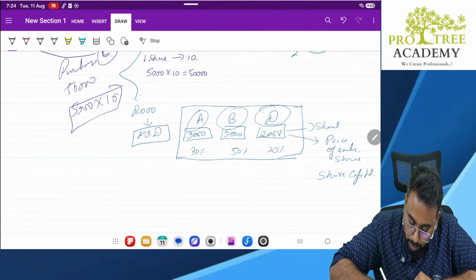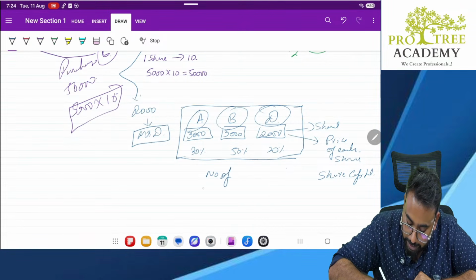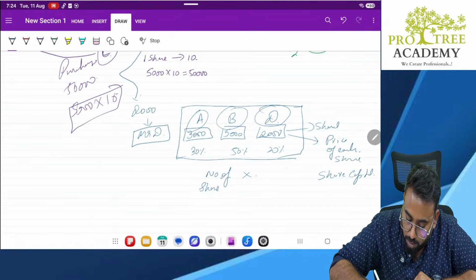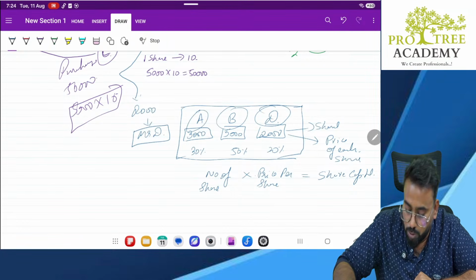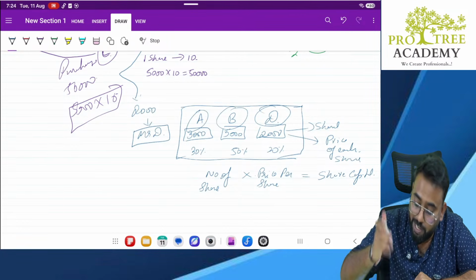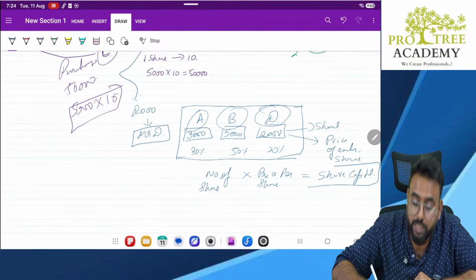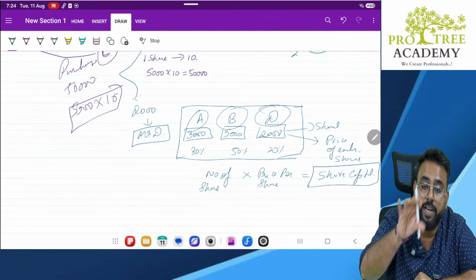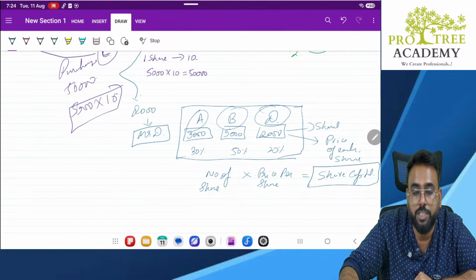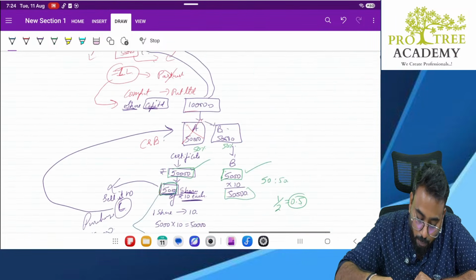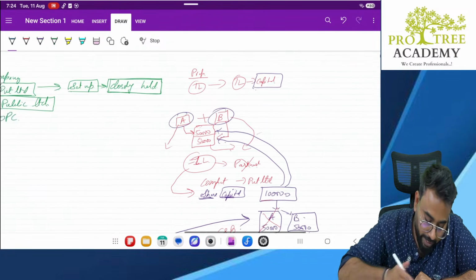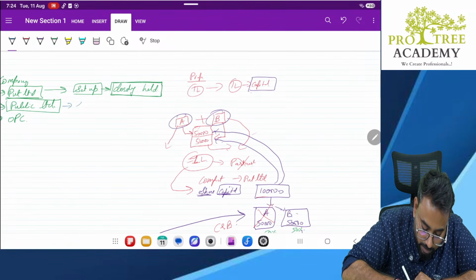So number of shares into price per share is equal to share capital. Clear? So in this chapter, we are going to understand how this share capital is accounted in the books of accounts. Clear? Now, we understood what is private limited. Next is, what is public limited, sir?